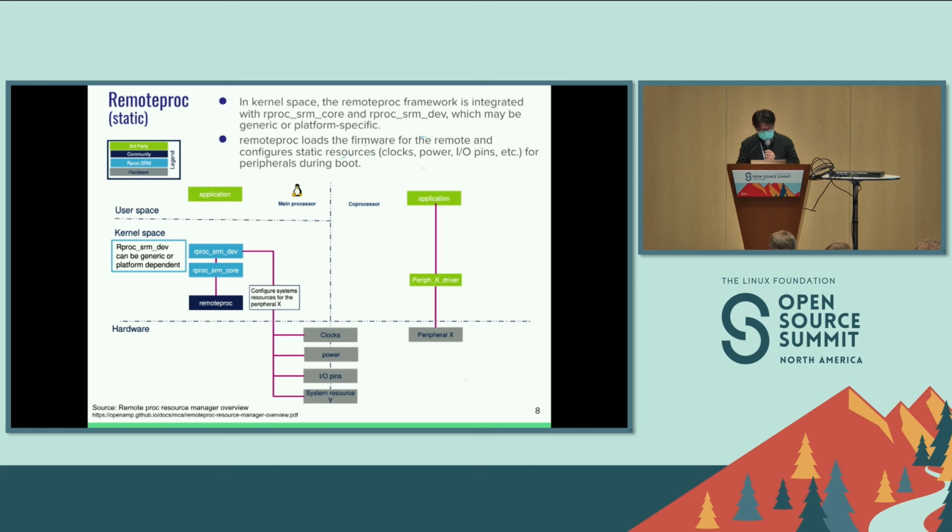On the left, the main processor runs Linux. Within the kernel, remoteproc works alongside generic or platform-specific drivers. Remoteproc handles the remote processor's firmware loading and configures fixed hardware resources such as clocks, power domains, I/O pins, and other peripherals during system initialization. On the right, the coprocessor runs a statically linked application and device driver for certain peripherals. Once everything is set up, there's no further dynamic coordination between the processors. The resource configuration is locked in from the start.